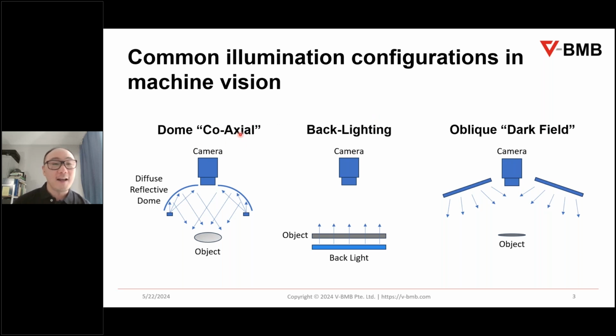There's the so-called dome coaxial. I'm not totally sure why it's called coaxial, but I think the reason is because the illumination is concentric to the alignment between the camera and the object of interest. In this case, you've got a dome that is diffuse reflective, and over here you can put a light source, such as an LED or multiple LEDs, and you shine the light onto the dome, and the dome reflects the light diffusely onto the object.